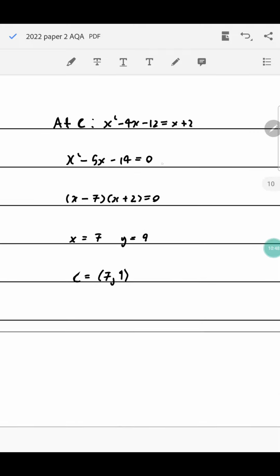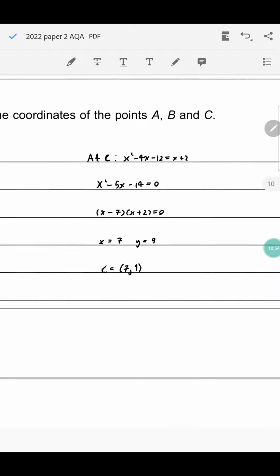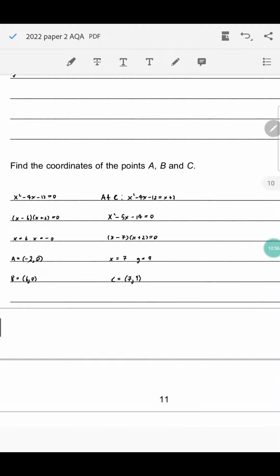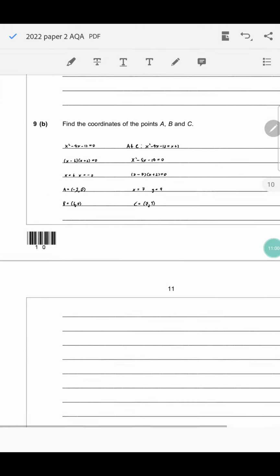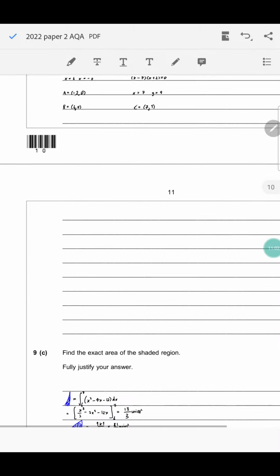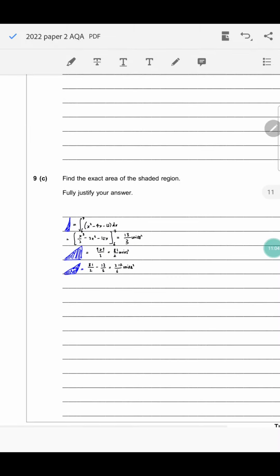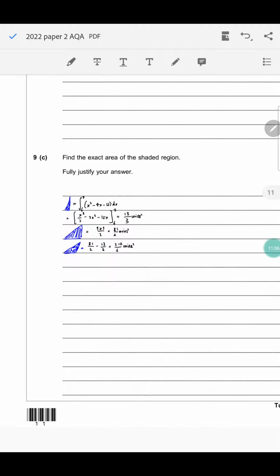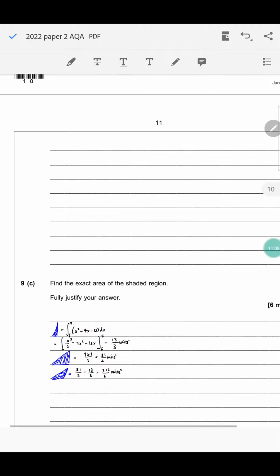Now, if we plug that into x plus 2, that means our y coordinate is going to be 9. We can plug it into either of them, but x plus 2 seems more reasonable. And then that would give you the coordinates of C. Now, the third part of the question, we need to find the area.